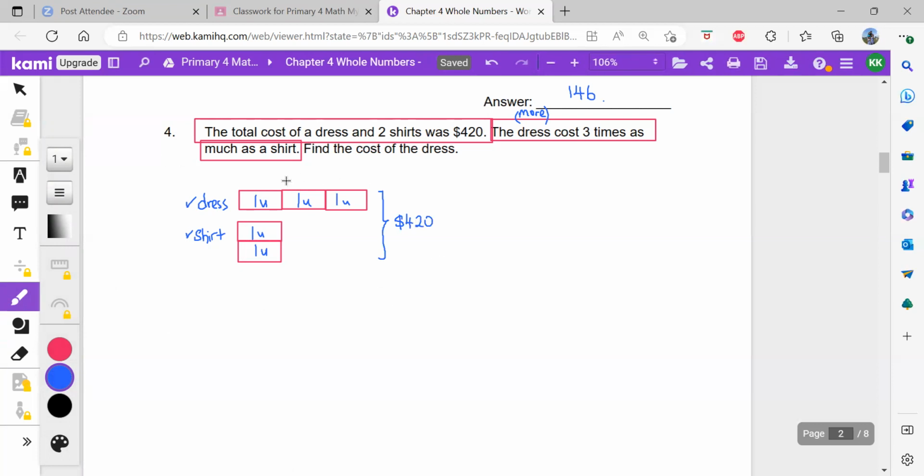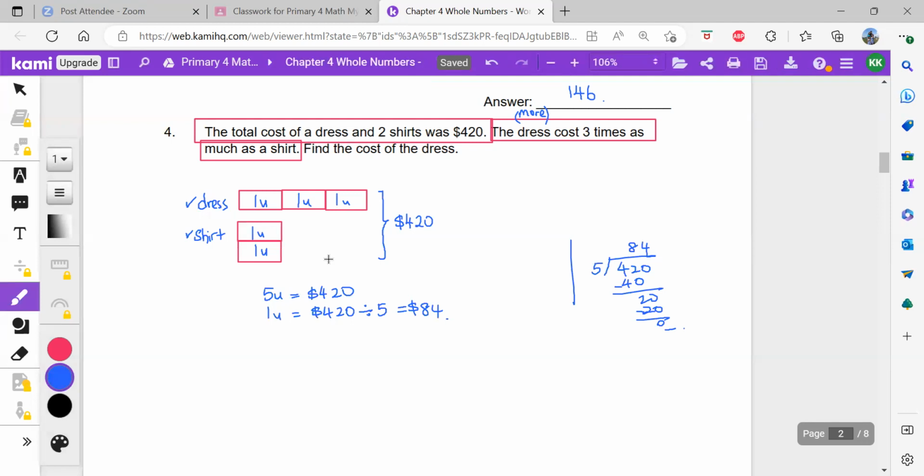Now just looking at the model, what is the next information I can find? Yeah, you can see that these 5 units are 420. If I know that 5 units is 420, can you tell me how much is 1 unit? Yeah, it will be just 420 split equally into 5 units. And that will give me, you can do working, 420 divided by 5. Right, it will be 84. So 1 unit is $84.